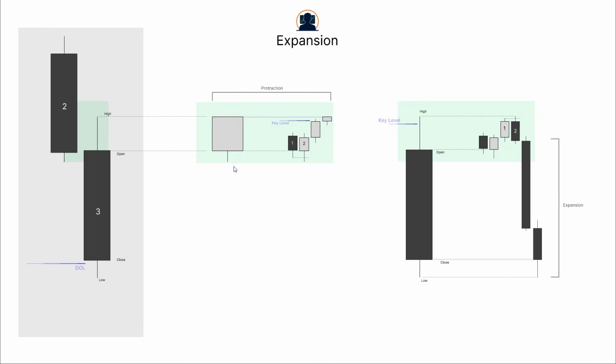Every day the market trades in both directions. It trades higher and lower. Even if the bias of the candle is bullish, it will open low first, put its low on the key level before expanding higher.